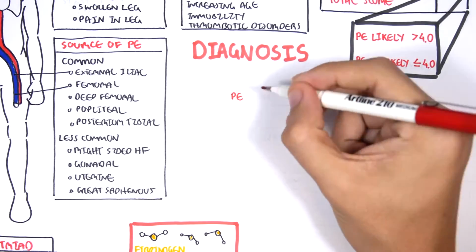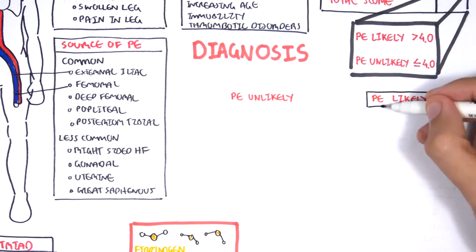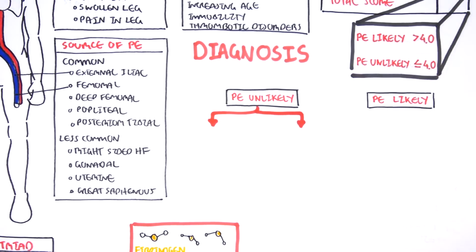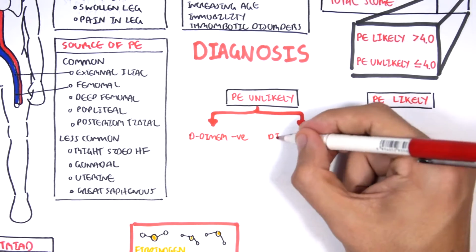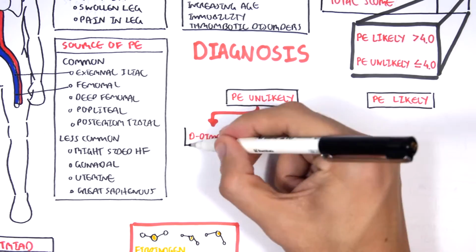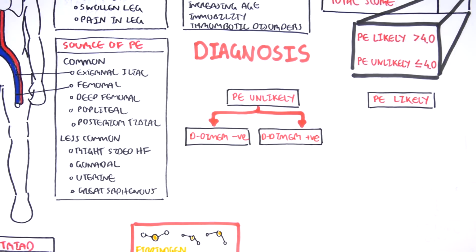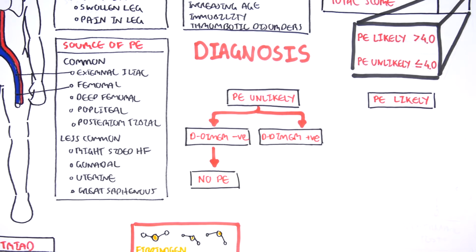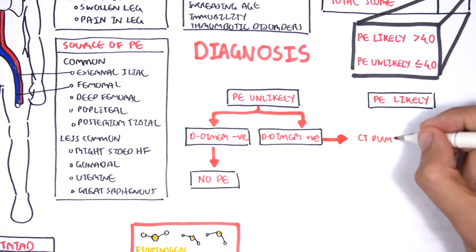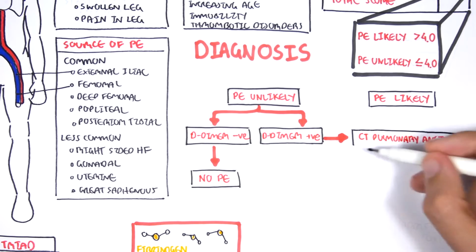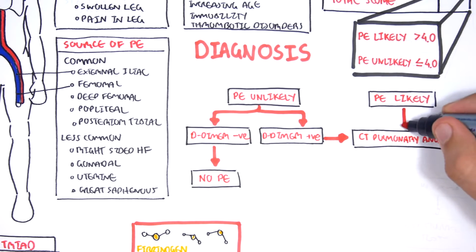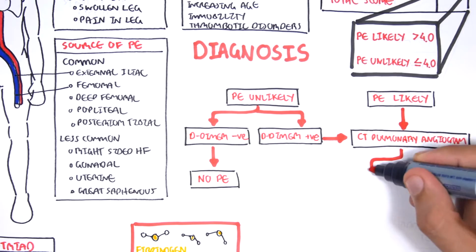So back to the diagnosis algorithm and the Wells criteria. Using the Wells criteria, you can either have pulmonary embolism unlikely or pulmonary embolism likely. We'll begin by looking at pulmonary embolism unlikely, and you do the D dimer assay, and you can either get negative or positive. If it's negative and it's pulmonary embolism unlikely, then you most likely don't have PE, so you don't do treatment. However, if pulmonary embolism is unlikely and you get a positive D dimer assay, you have to do further investigations, which is the CT pulmonary angiogram. Similarly, if pulmonary embolism was already likely, you go straight to CT pulmonary angiogram.